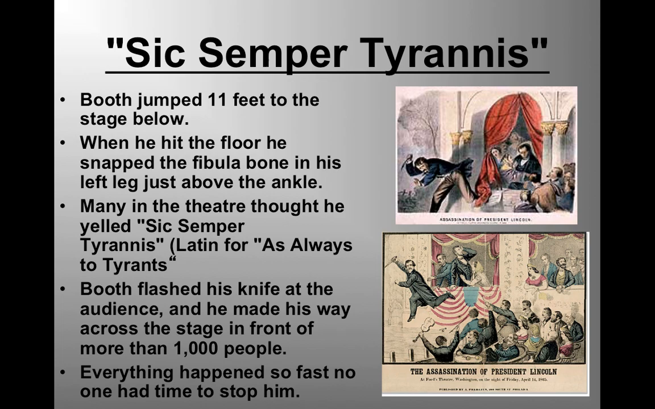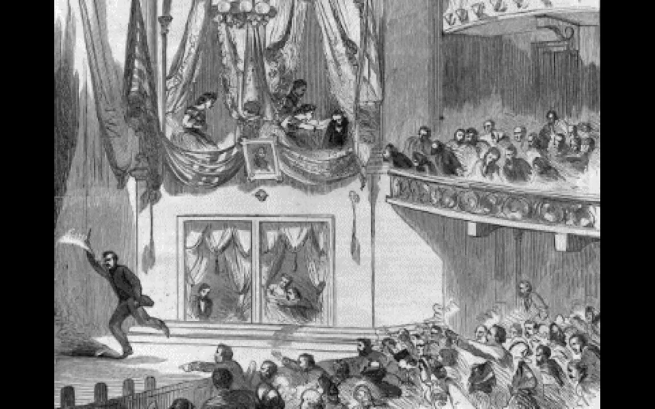Everything happened so fast that no one had time to stop him. Some audience members actually thought that this was part of the show, and they really didn't know what to think. Imagine being there yourself, enjoying a date at the theater, and all of a sudden you've seen the President of the United States get shot and a Major General be stabbed, and it's by this famous actor who appears to have broken his leg. I mean, the whole scene had to be something just unbelievable if you were a patron, a person watching Our American Cousin at Ford's Theater.